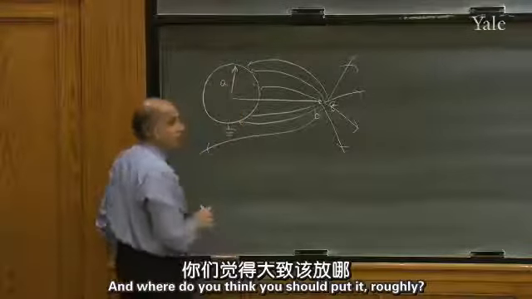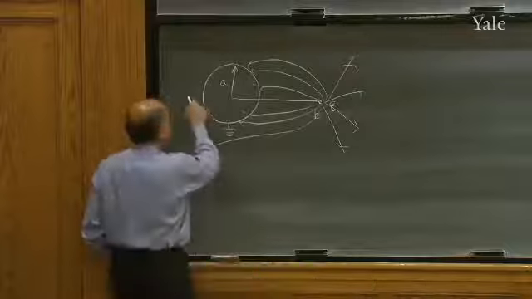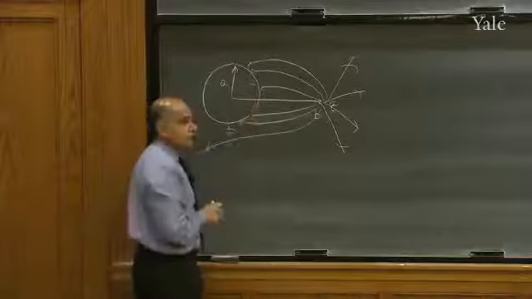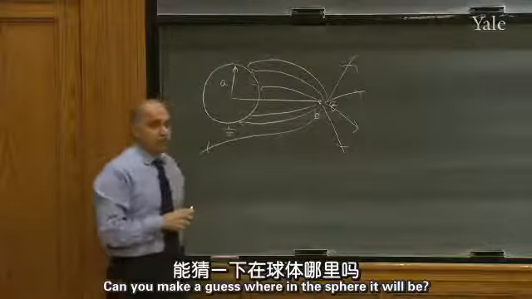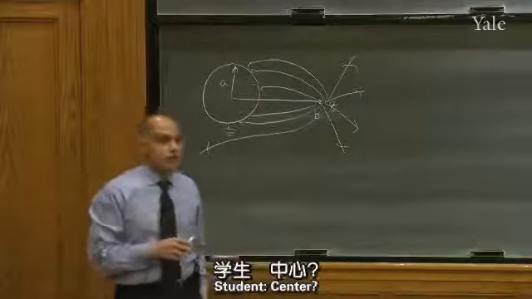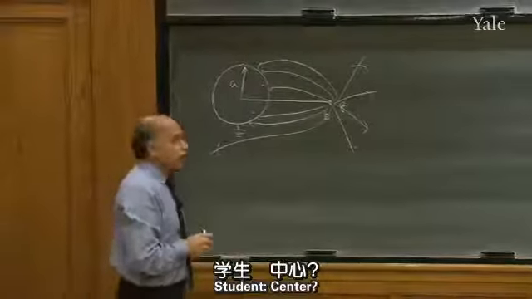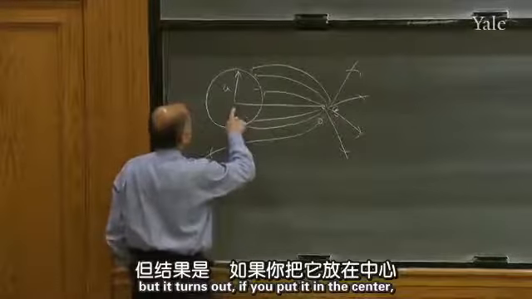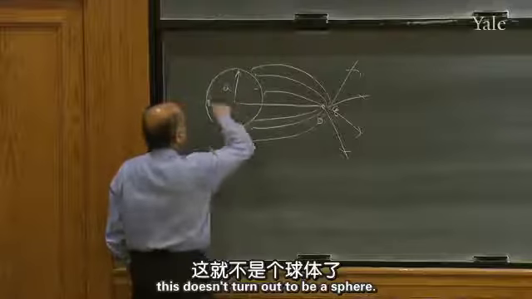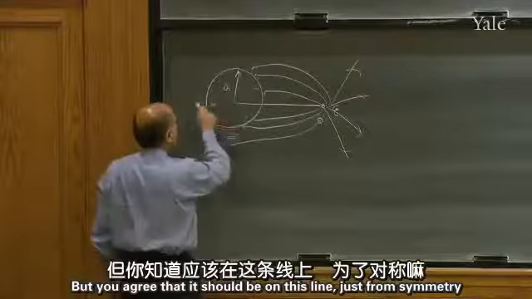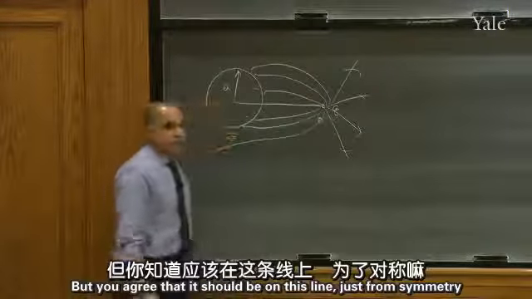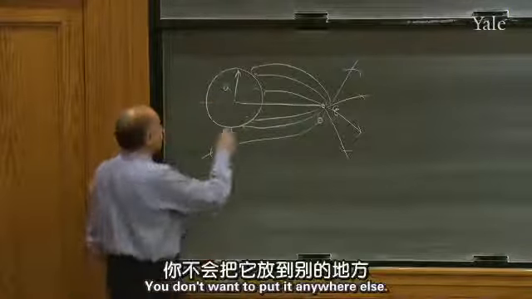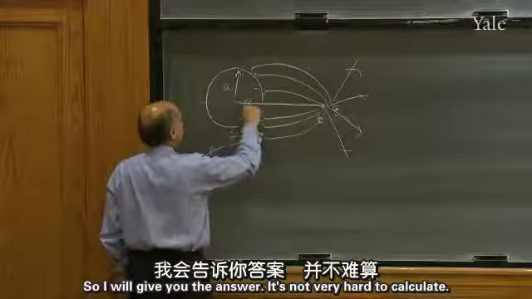And where do you think you should put it, roughly? Can you make a guess where in the sphere it will be? Center is a good guess, but it turns out if you put it in the center, this doesn't turn out to be a sphere. But you agree that it should be on this line, just from symmetry. You don't want to put it anywhere else. So I will give you the answer. It's not very hard to calculate.